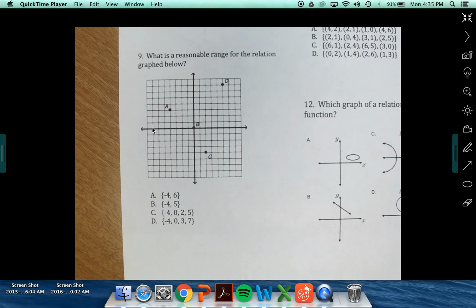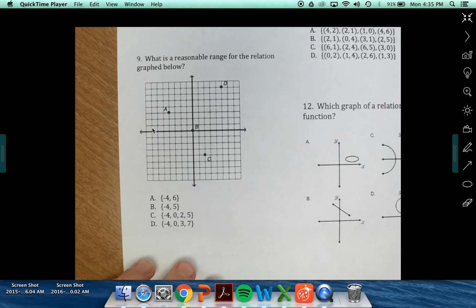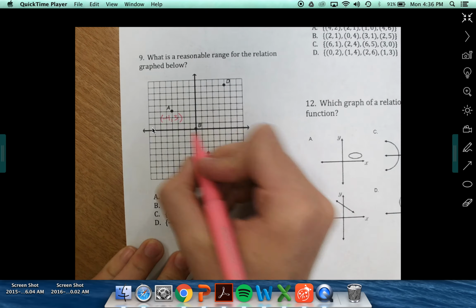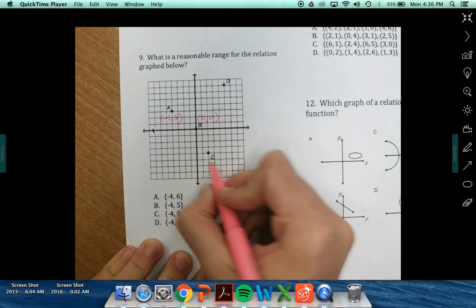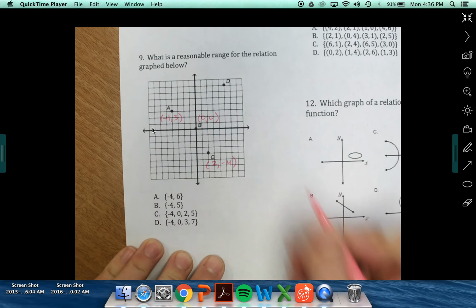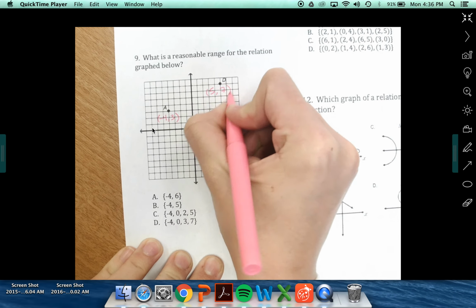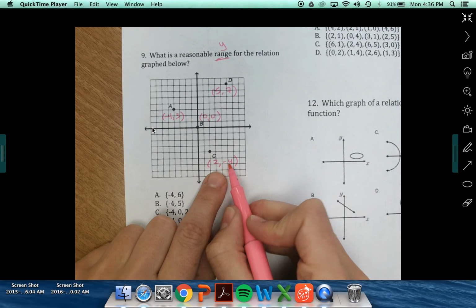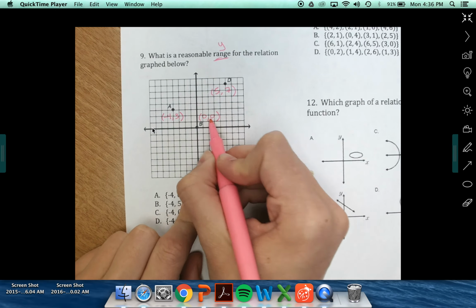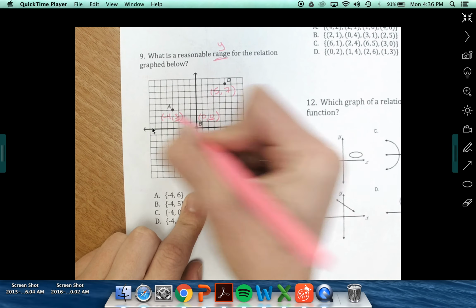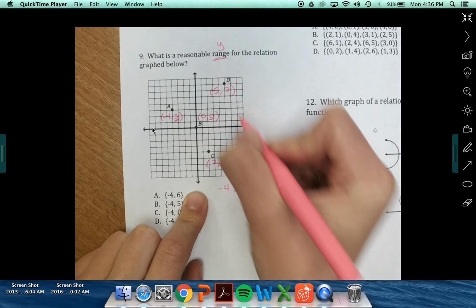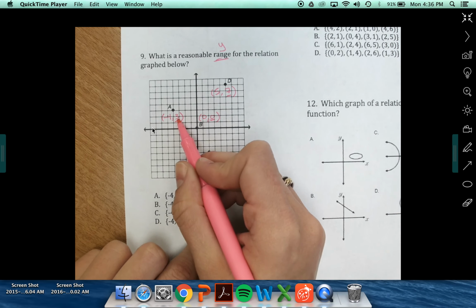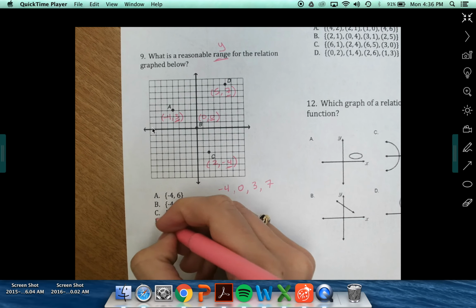What is a reasonable range for the relation? So for this one, I didn't give you the points, so you had to get them on your own. A is at -4, 3. B is at 0, 0. C is at 2, -4. D is at 5, 7. Looking for the range, so our y values. So I've got one down here, -4, 0, 3, 7. So my range values, I've got -4, 0, 3, and 7. So D.